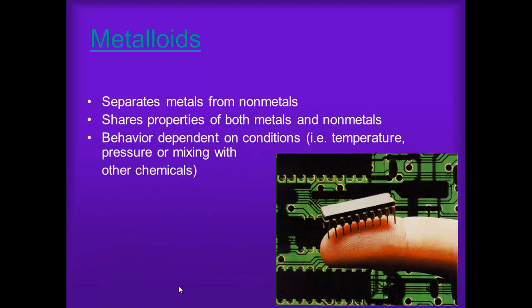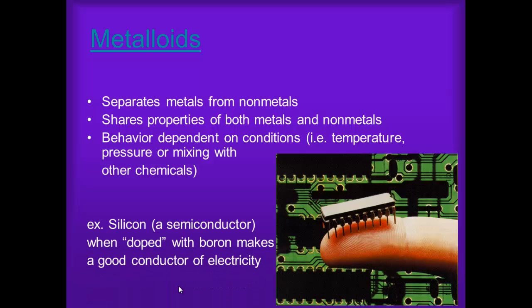Metalloids tend to share properties with both the metals and the nonmetals, and their behavior depends on the conditions they're under. So you have metalloids that will sometimes behave as a metal, being able to conduct electricity, for instance, and then under other conditions they would not work as a good conductor. An example of this is silicon.